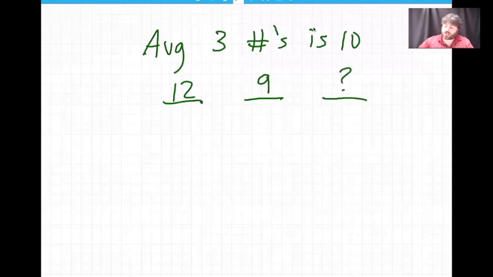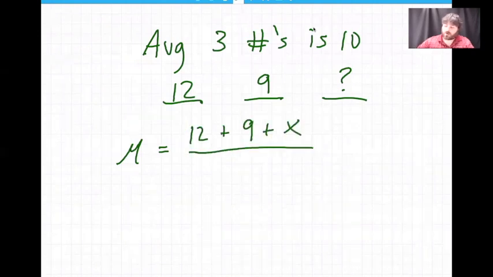You could set up an equation. We know that the mean is the sum of the 3 numbers, so we could say that it's 12 plus 9 plus our third number, which we don't know, divided by 3. Then you plug in what you know. Well, we know that M is actually equal to 10. That's the average. It says the average is 10 in the problem. Then we just solve for X.